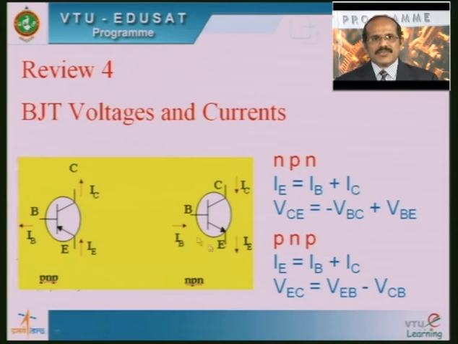Similarly, in the NPN, the N acts as the emitter, P is the base region, whereas N is the collector region. Here the emitter current is once again from P to N. That is what you can note from this slide.